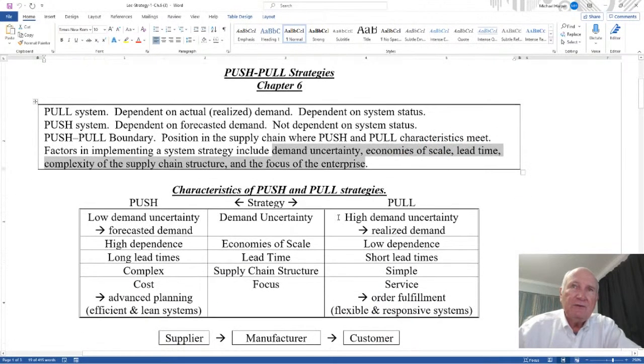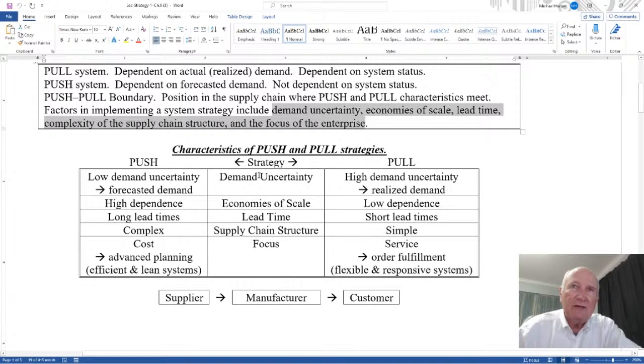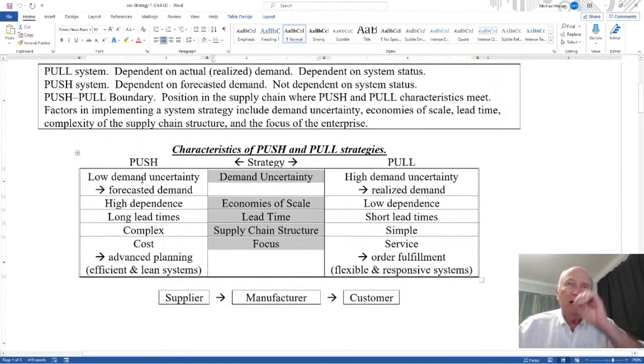Okay. Characteristics of push-pull strategies right here. If we look at demand uncertainty, well, push, you have low demand uncertainty, you have very high certainty, very predictability, you can forecast your demand. And the high demand uncertainty, you have to wait for the realized demand because it's very volatile. Economies of scale, since you have low demand uncertainty, high dependence on economies of scale, then you can plan ahead. And usually this is longer lead times, again, higher inventory.